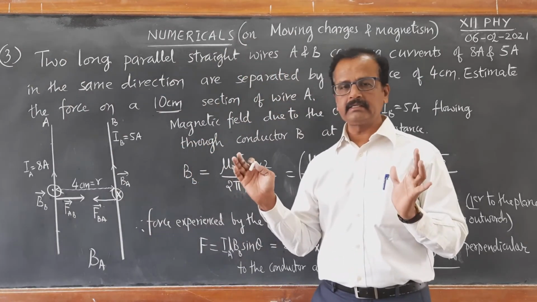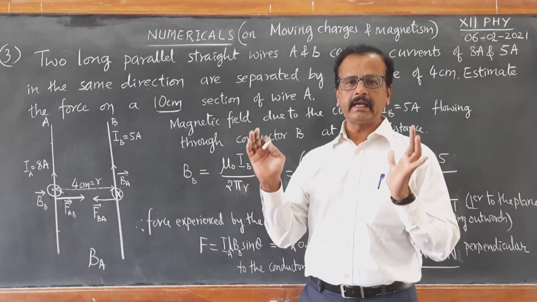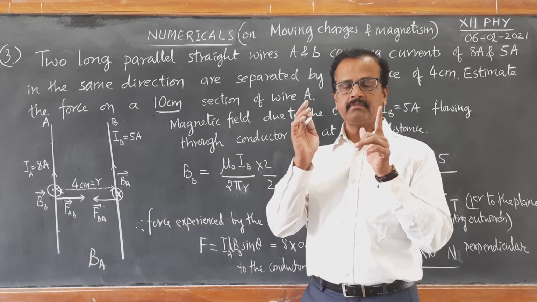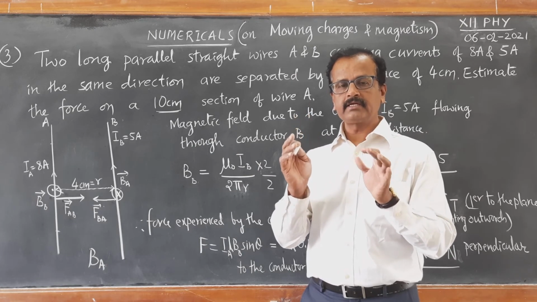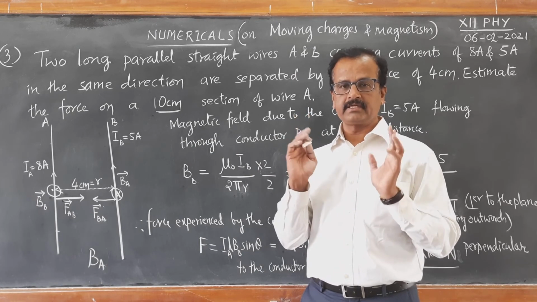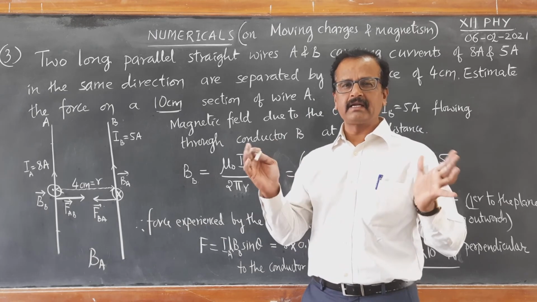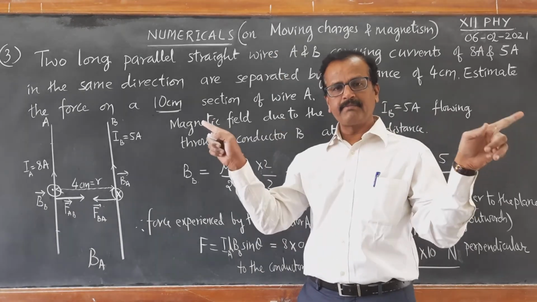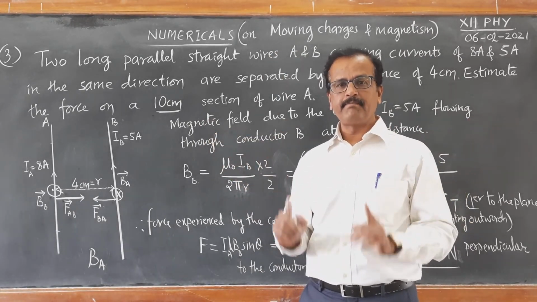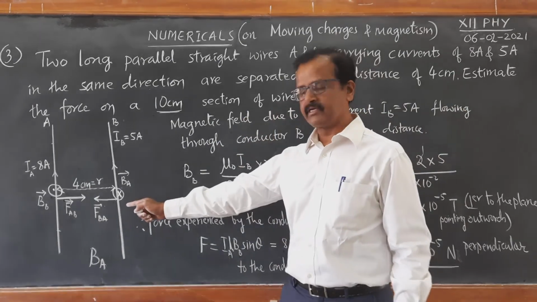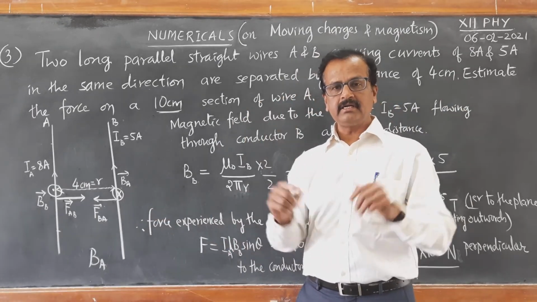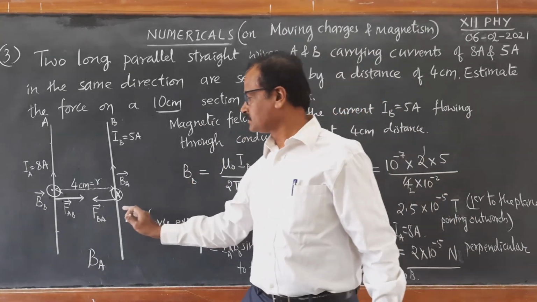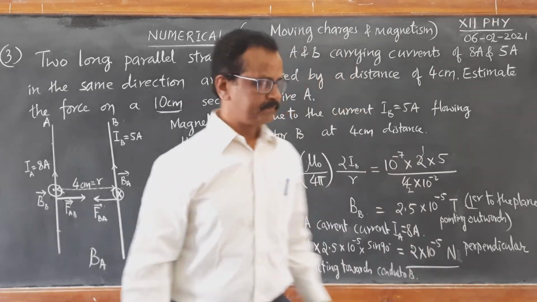So two parallel current carrying conductors attract each other when the directions of current are in the same direction. That is parallel currents. If the currents are anti-parallel, then they repel each other. I think you got the point. Parallel currents attract each other. That is clear from here. Parallel currents attract each other. Anti-parallel currents repel each other. That is clear from this analysis. I am leaving it to you.